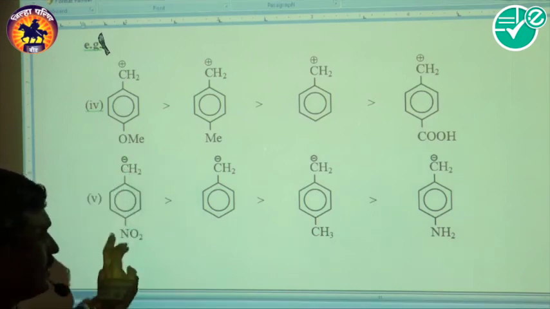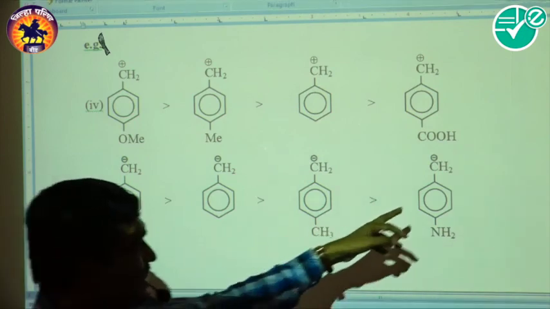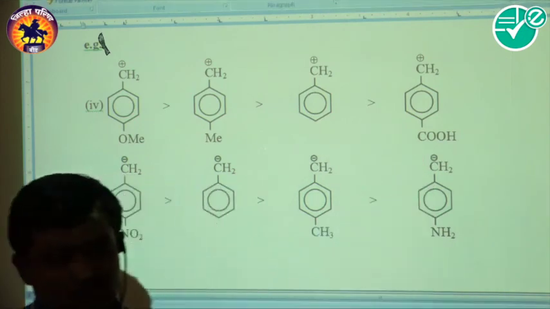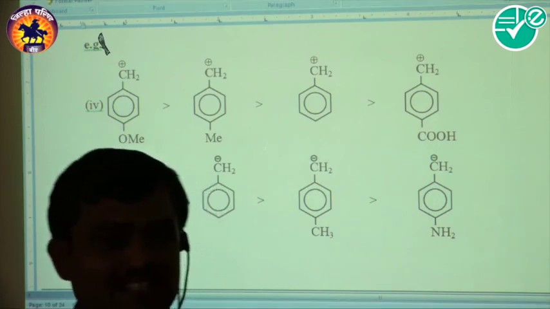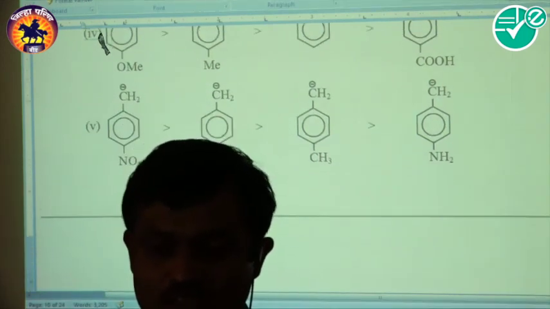Here also, if you consider the NO2, the negative charge is there, a carbanion is there. For a carbanion, the electron withdrawing group gives the most stability, and an electron donating group gives less stability. So in this way is the stability by the mesomeric effect.